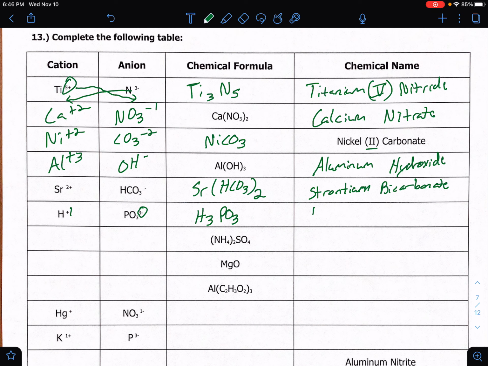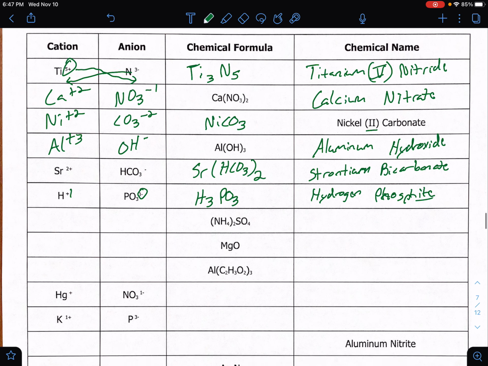Now I can write my name. So it's going to be hydrogen. Now PO3 is on your list. That is actually phosphite. P-H-O-S-P-H-I-T-E. So it ends in ite, so phosphite. Okay, move on to the next.